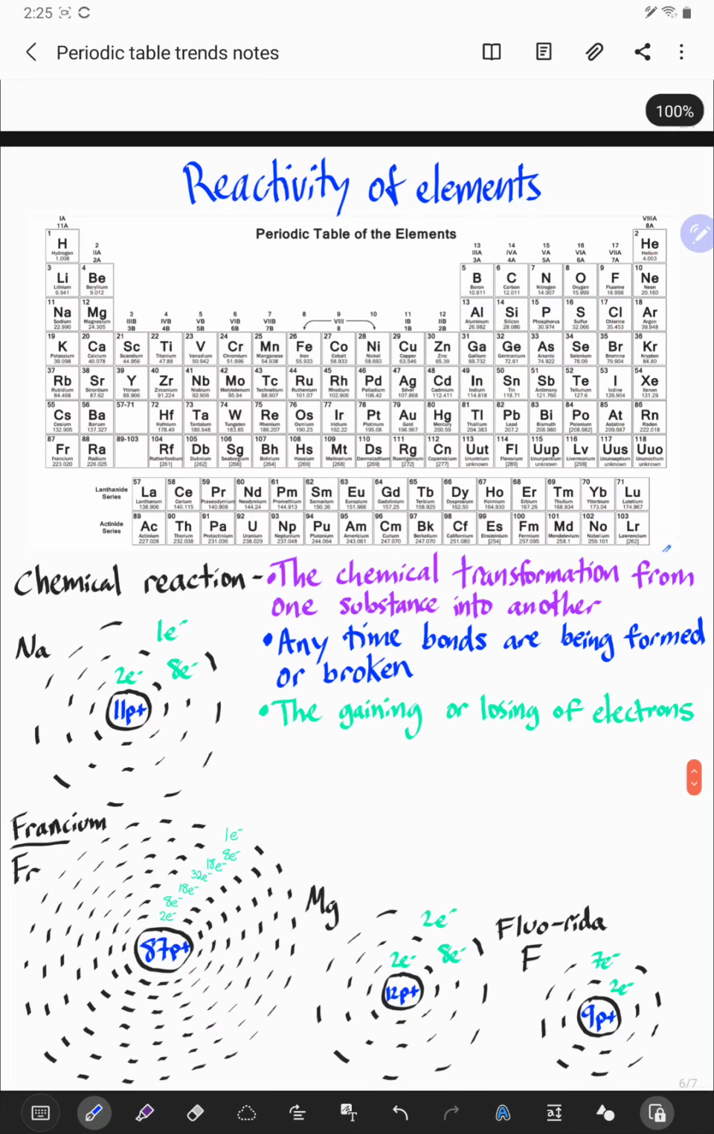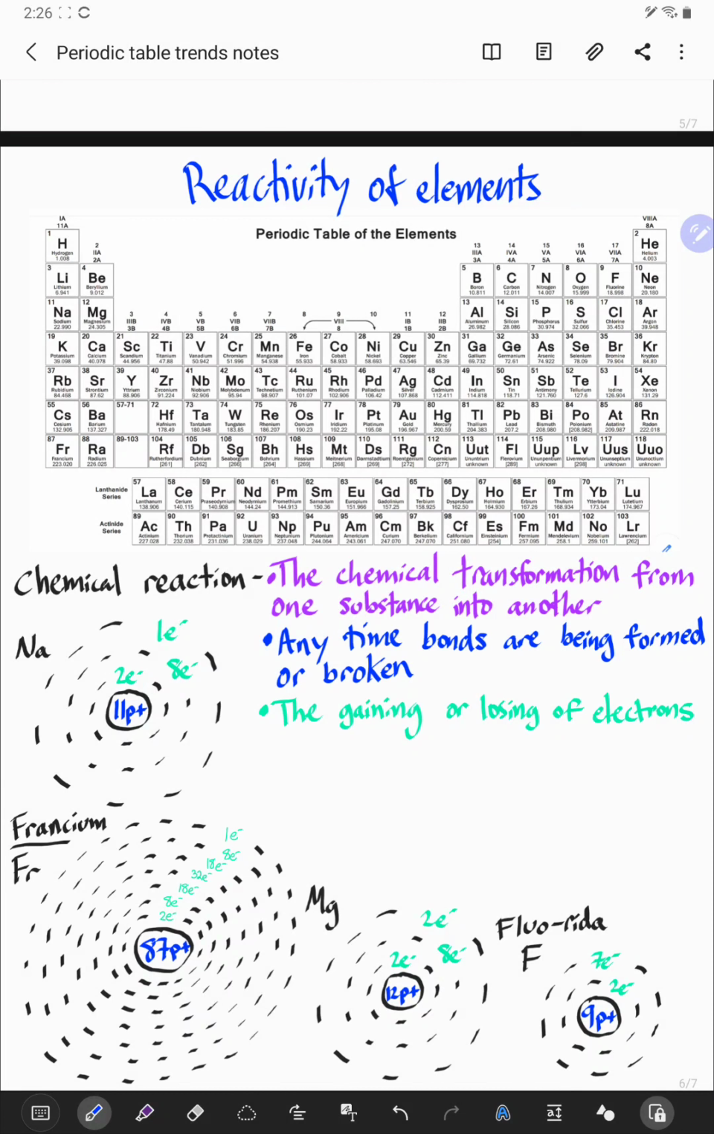But regarding the reactivity of elements, let's first look through our definitions of what a chemical reaction is. Our more technical definitions are going to be these first two, and I still try to simplify the language so that we understand it. A chemical reaction is the chemical transformation from one substance into another. Or we could say, in simpler terms, anytime bonds are being formed or broken.